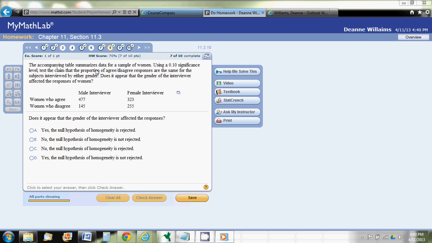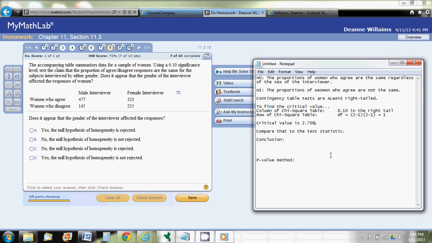Okay, here's a problem where we're going to talk about the proportion being the same between one group and another. So this is a test for homogeneity. So what we're asking is, are the proportions different between these male and female interviewers? And a homogeneity test is calculated the same way as the test for independence using a contingency table. But let's take a look at our null versus our alternative hypotheses.